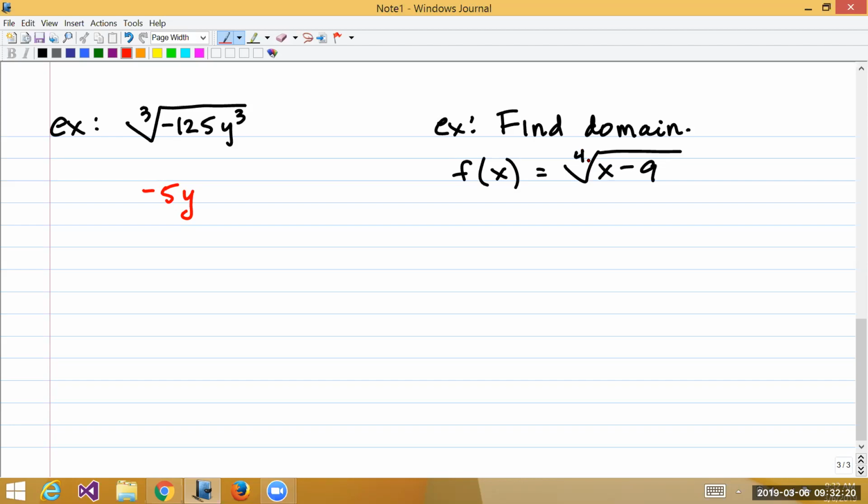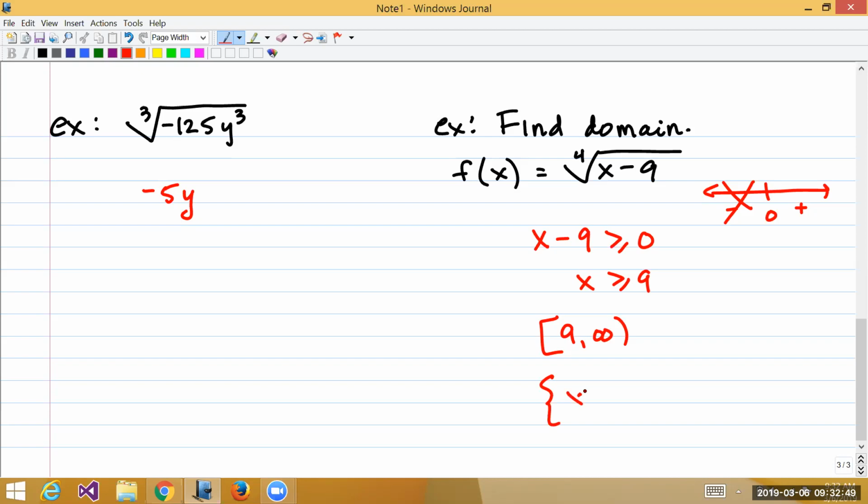Therefore, anytime you have an even root, you just take the inside, which is x minus 9, and you have to confirm, just like I did in class, if we break our number down into 3 parts, if it can't be negative, what can it be? It can be 0 or positive. So we set it greater than or equal to 0 and solve. So x is greater than or equal to 9. So we can write this in interval notation or set builder notation. Now, if this were an odd root, then your domain would be all real numbers, because odd can have negative or positive on the inside. It doesn't matter.